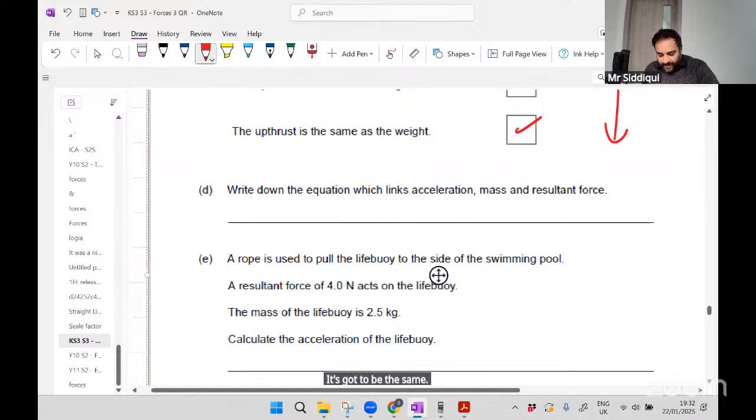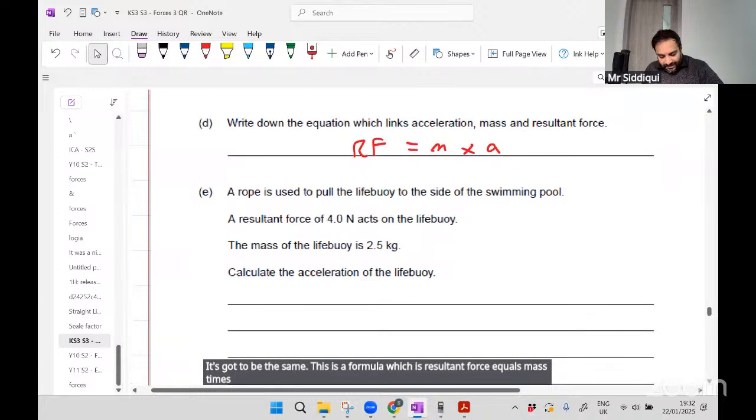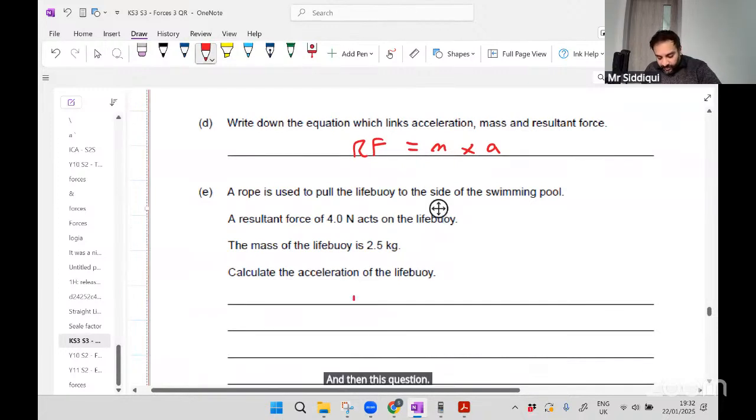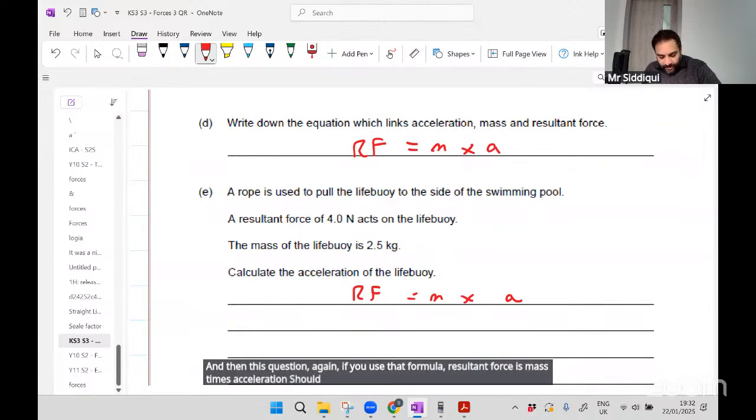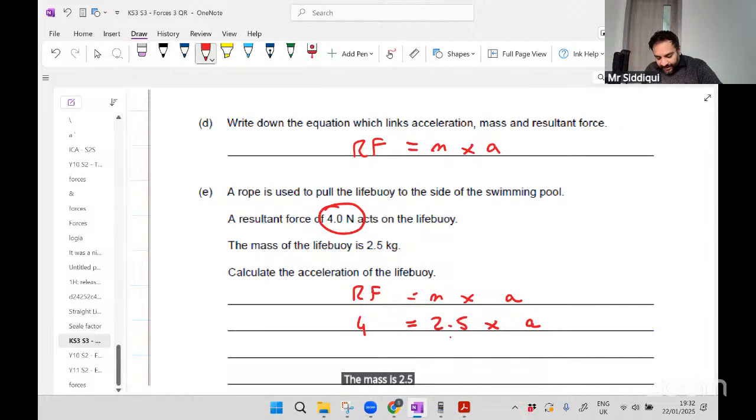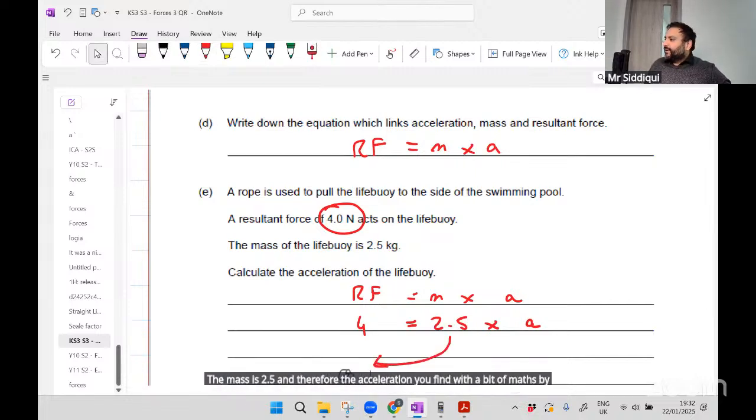This is a formula which is resultant force equals mass times acceleration, which you will get given, so I can tell you that. And then this question, if you use that formula, should be relatively straightforward. The resultant force is 4, the mass is 2.5, and therefore the acceleration you find with a bit of maths by dividing over.